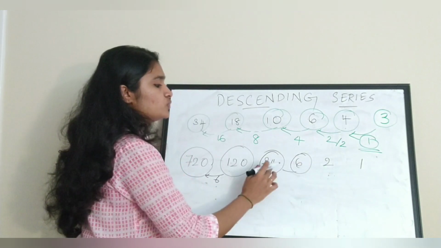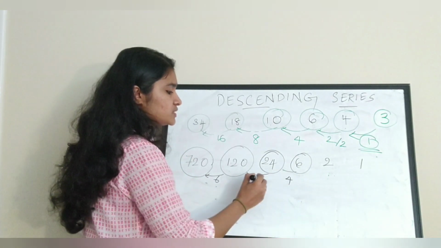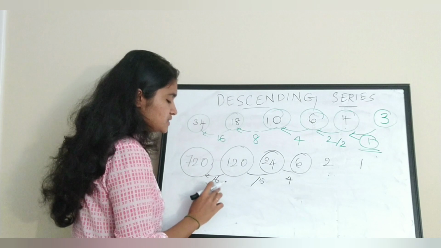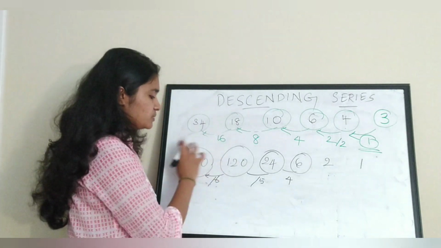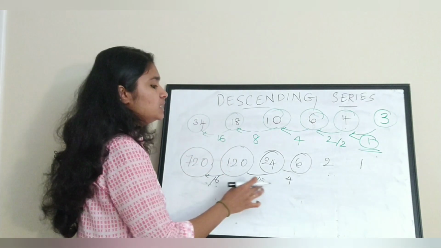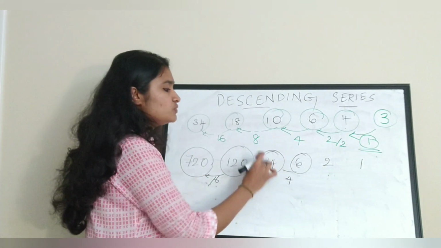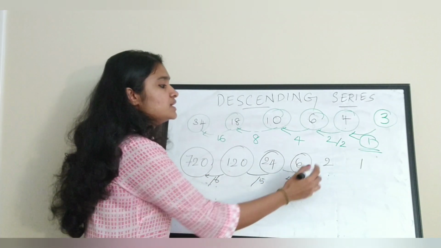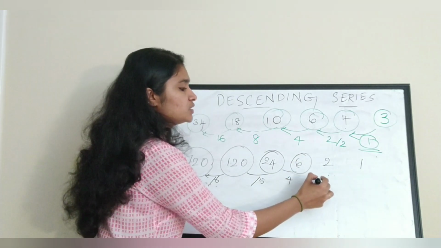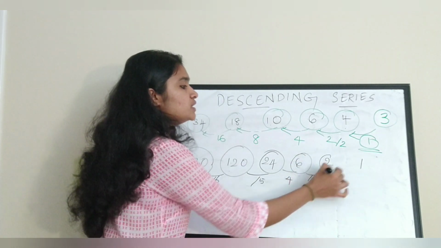Now you know 6 into 4 is 24. So 4, that is, we are dividing 6 from 720 to get 120. And dividing this 120 by 5, we get 24. And 24 divided by 4, we get 6. Again, 6 divided by 3, and we get 2.